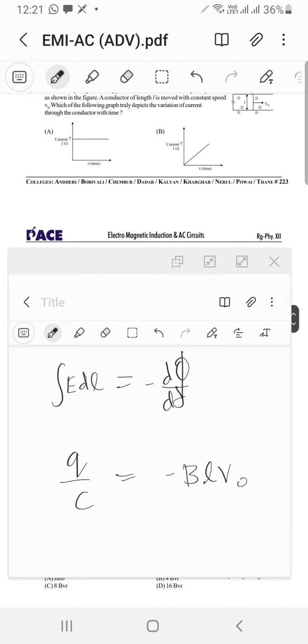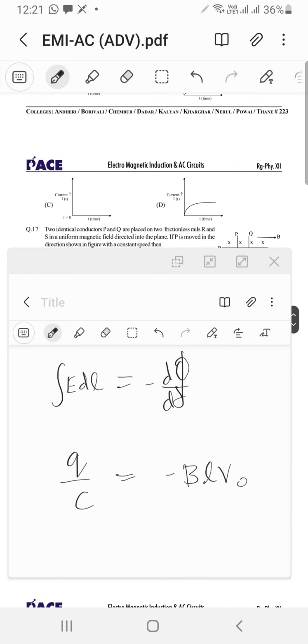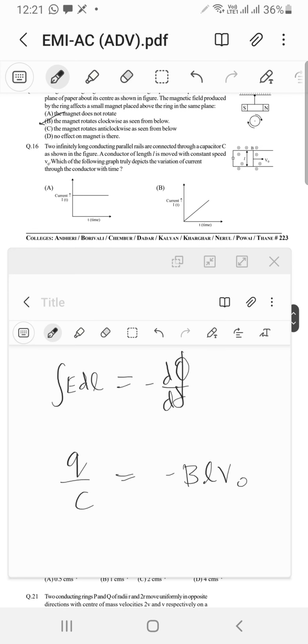Well, at t equal to 0, I don't think it's 0. No, current can't stay constant. It cannot be like this. It cannot be a positive value at infinity. It has to be 0. So only this looks like the correct option. Yeah, that's right.